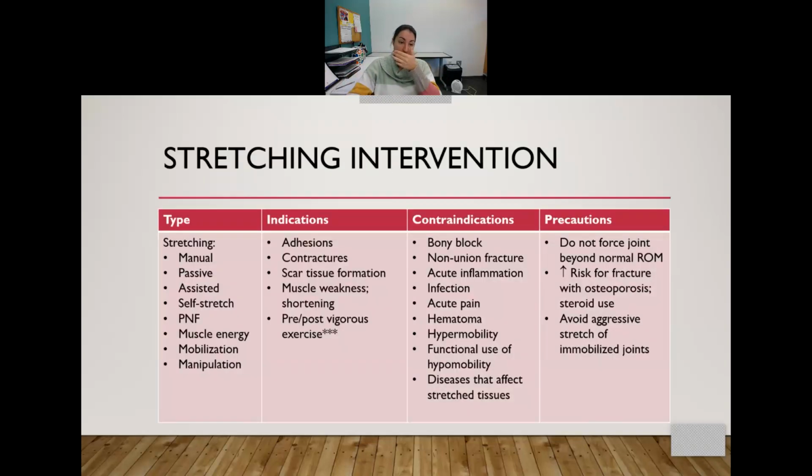Stretching intervention. So there are various types of stretching. Why do we stretch? Well, if somebody has an adhesion or a contracture or scar tissue, if they have muscle weakness that has caused it to shorten, if they've done vigorous exercise, remember exercise can break down the tissues and a repetitive contraction is shortening the tissues, so we need to lengthen them back to maintain their length. All those are indications that they need to stretch. As we talked in class today, ideally you would stretch. The best results are from stretching after exercise, but a dynamic warm-up is suggested that goes through the full range to prevent injury during exercise.